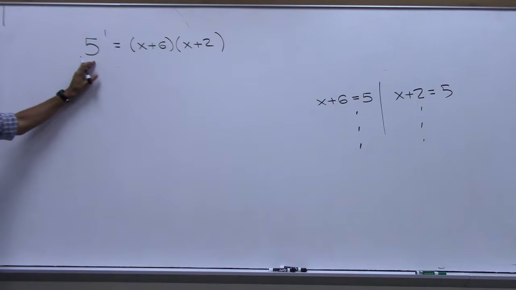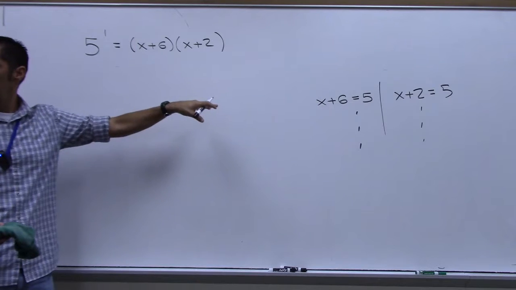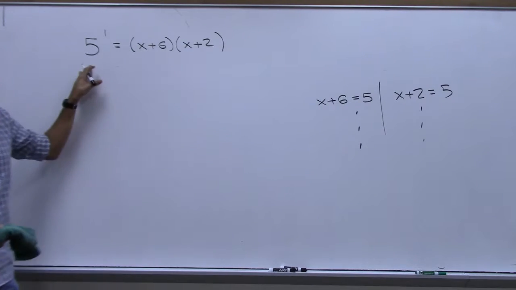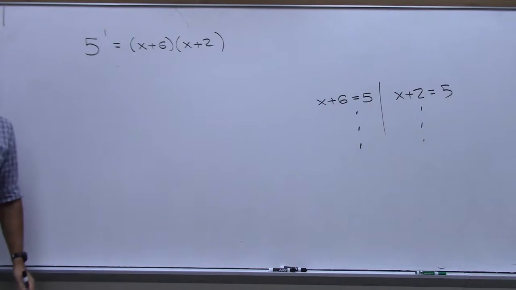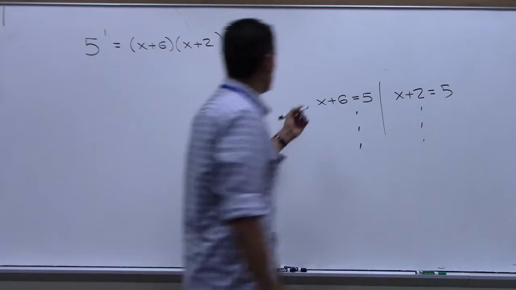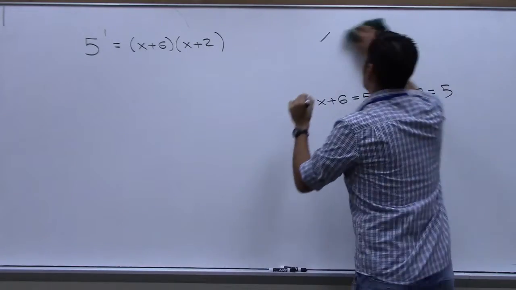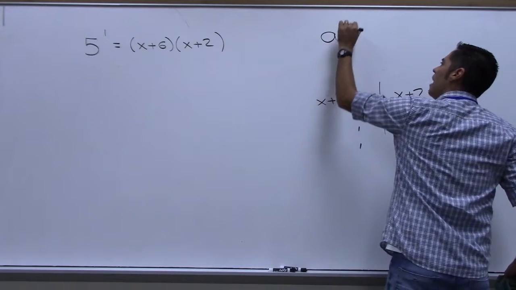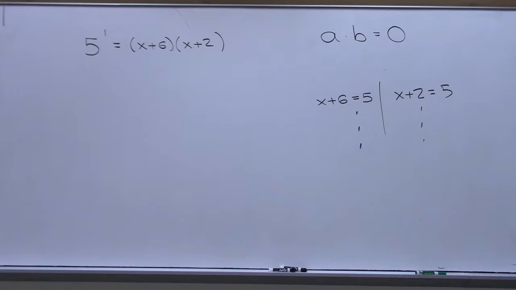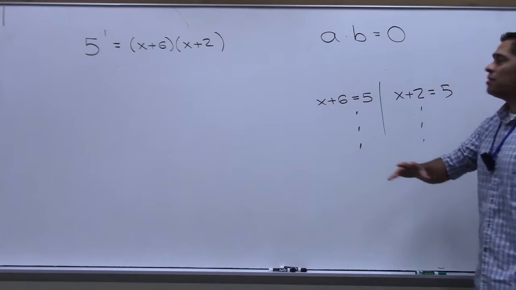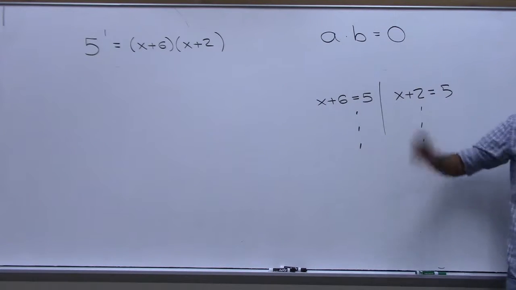Now, why do we do it when it's 0, though? When it's 0, don't we set each one equal to 0? So why don't we do it when it's 5? Because I'm just asking you to think about this. Look at this. If I tell you A times B equals 0, the only way that can ever happen is if A is 0 or B is 0. Do you agree? You can come up with any numbers you want. There's no way you can get 0 unless one of them is 0.